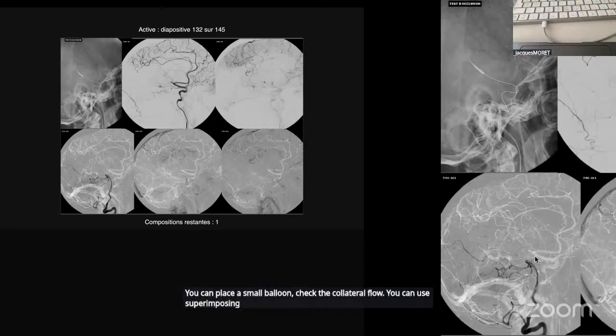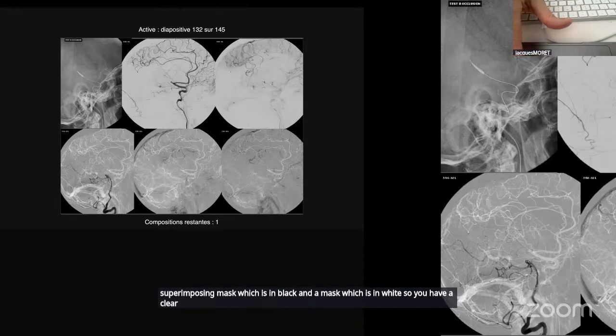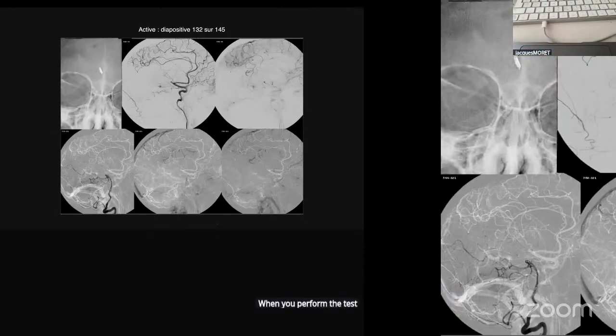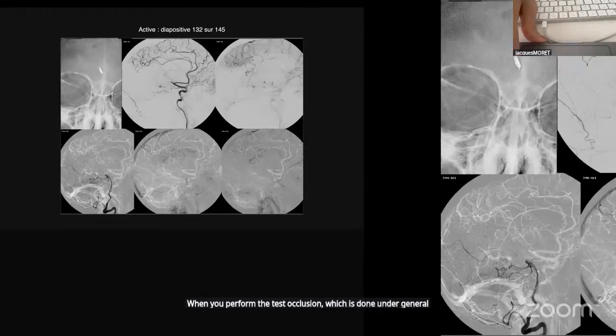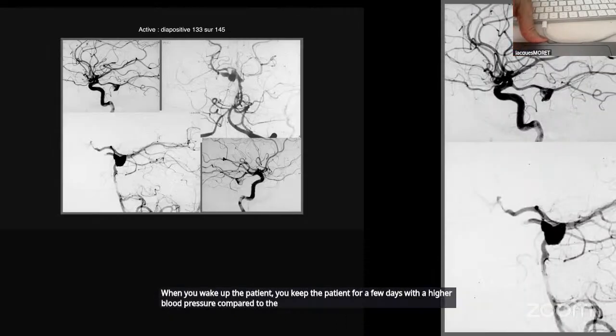You can use superimposing a mask which is in black and a mask which is in white. So you have a clear understanding of all the flow you gain from the posterior circulation and from the anterior circulation when you perform the test occlusion, which is done under general anesthesia. When you wake up the patient, you keep the patient for a few days with a higher blood pressure compared to the mean pressure of the patient, and you get a good result.